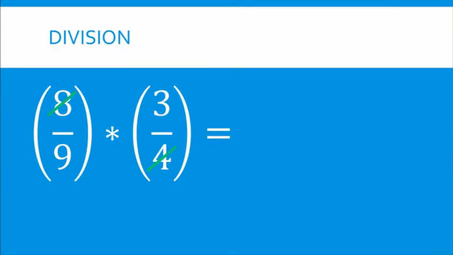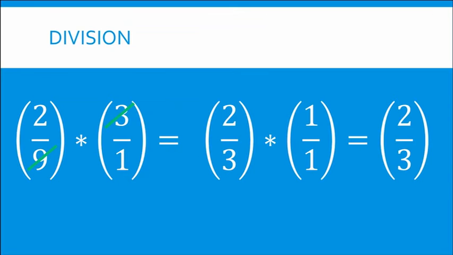First, we can use the cancellation process on the first numerator and the second denominator, resulting in 2 over 9 multiplied by 3 over 1. We can complete a second cross cancellation on the first denominator and the second numerator. This results in 2 over 3 multiplied by 1 over 1. Our end result is now 2 over 3.